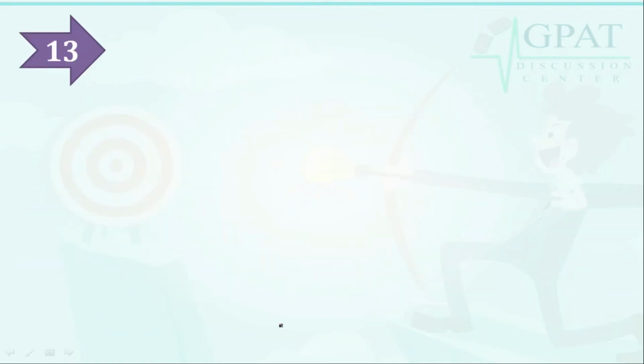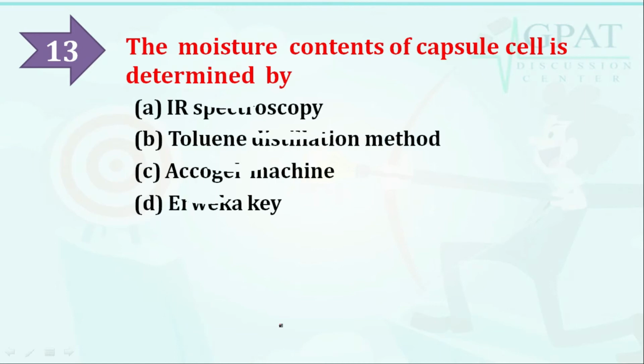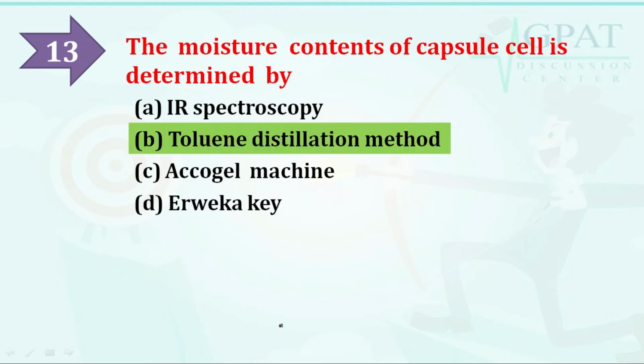So moving on to the next question: the moisture content of capsule shell is determined by, and the options are option A IR spectroscopy, option B toluene distillation method, option C Ecogel machine, and option D Erweka method. Which is the method by which the moisture content of capsule is determined? The correct answer is the toluene distillation method, used to determine the moisture content of capsule shell.